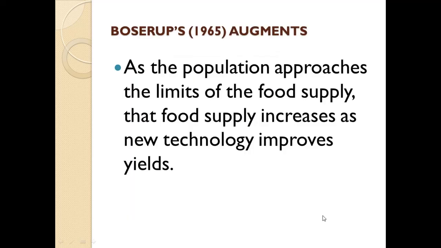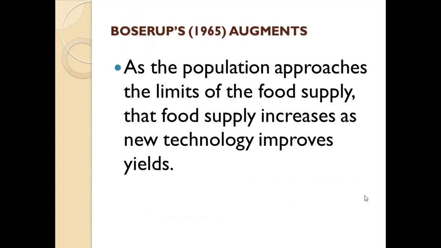Okay, so Boserup's 1965 argument looks at the idea that as the population approaches the limit of the food supply, that food supply increases as new technology improves the yields. Think about our NADs, the kind of food that has over and over replaced our organic production of food and supply. Of course, that's the technology that she's referring to.